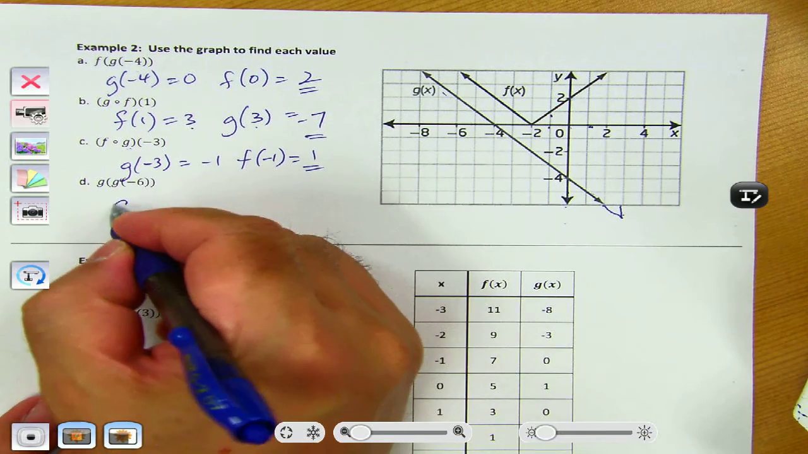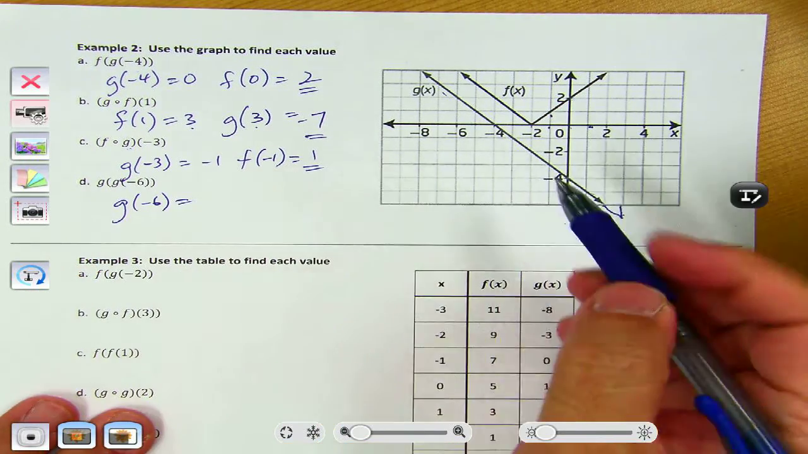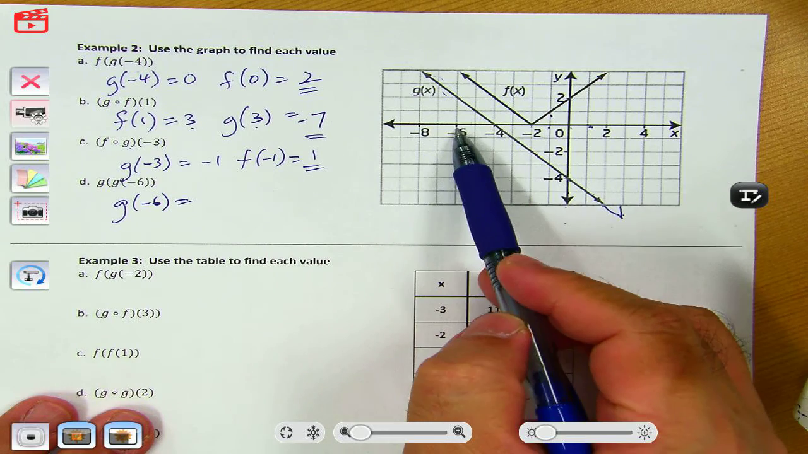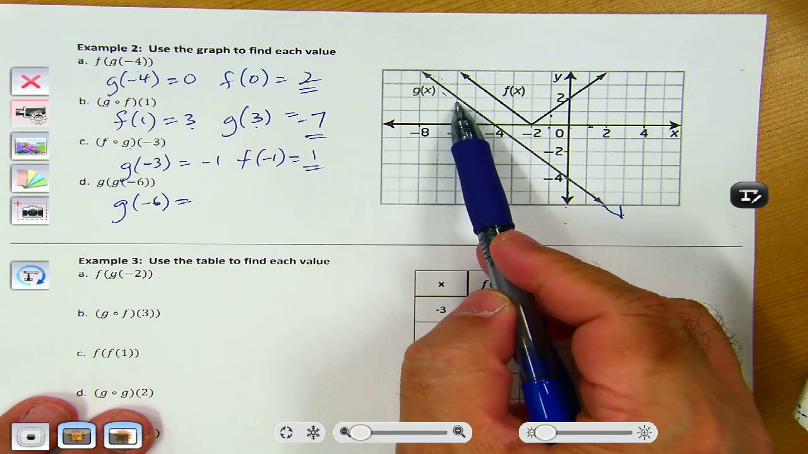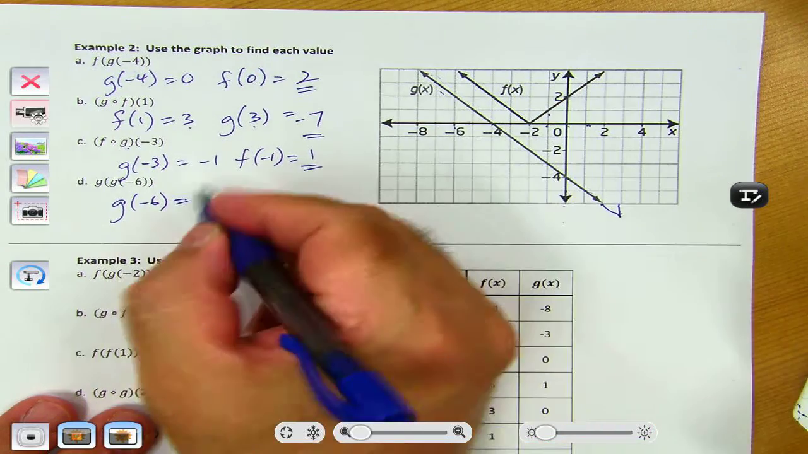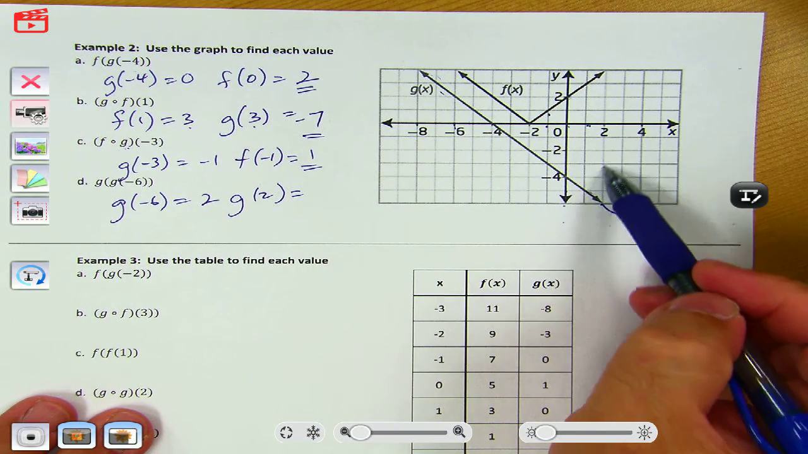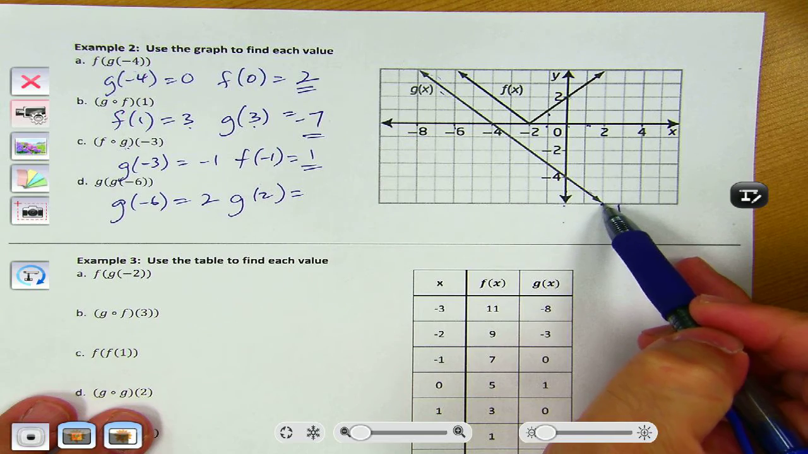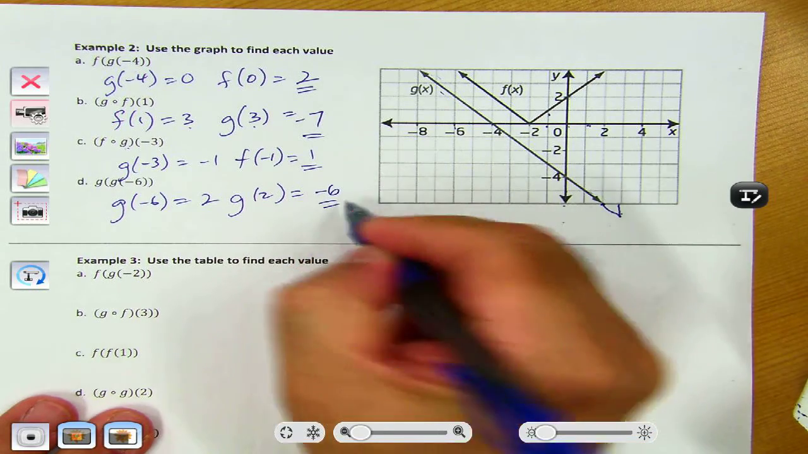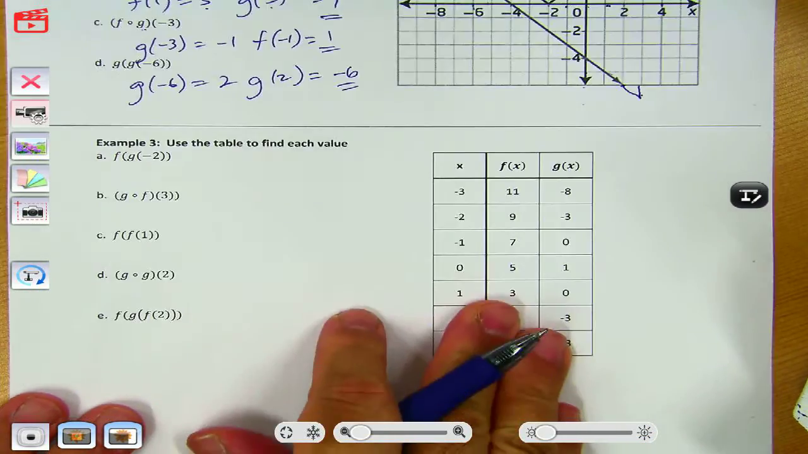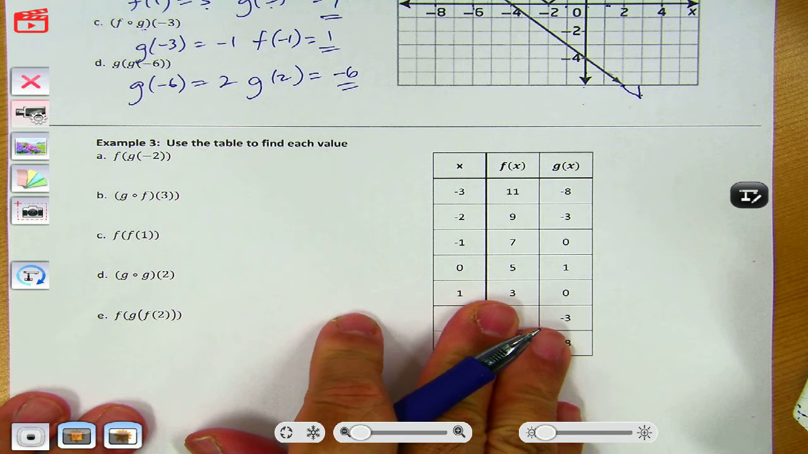And this is g of -6. G of -6, here's -6, and the y value is 2, or g value is 2. Now I'm doing g of 2. Here's x equals 2, and the g of x value is down here at -6. So that's that one. Now let's do f of g of -2.